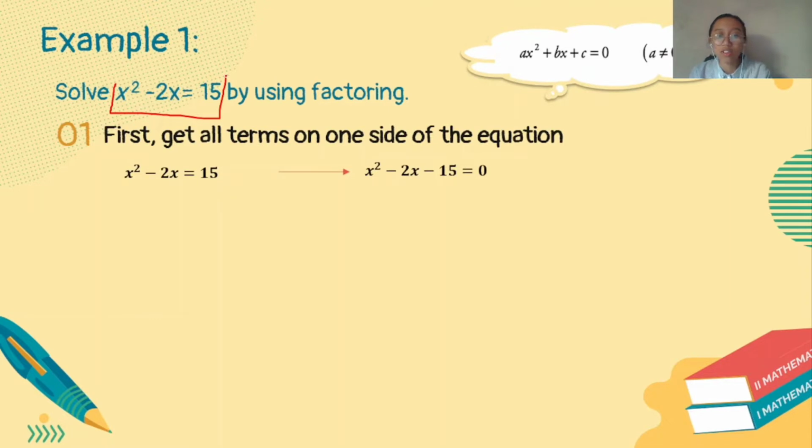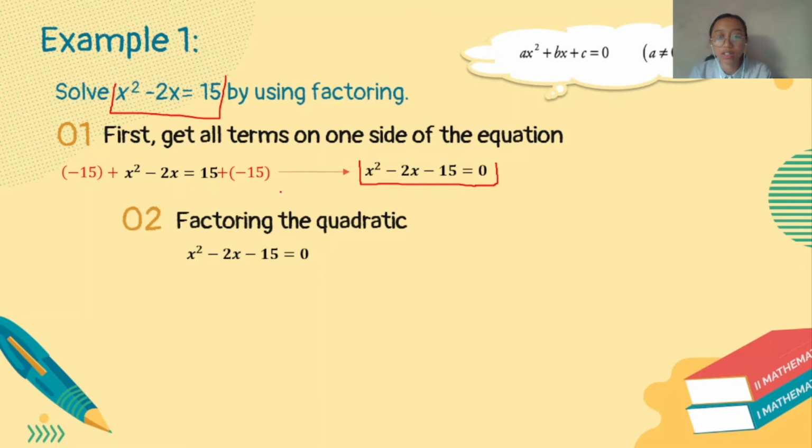First, get all terms on one side of the equation. From x squared minus 2x equals 15 becomes x squared minus 2x minus 15 equals 0, by adding negative 15 to both sides of this equation. So now we have the common form of this equation on the right side here.